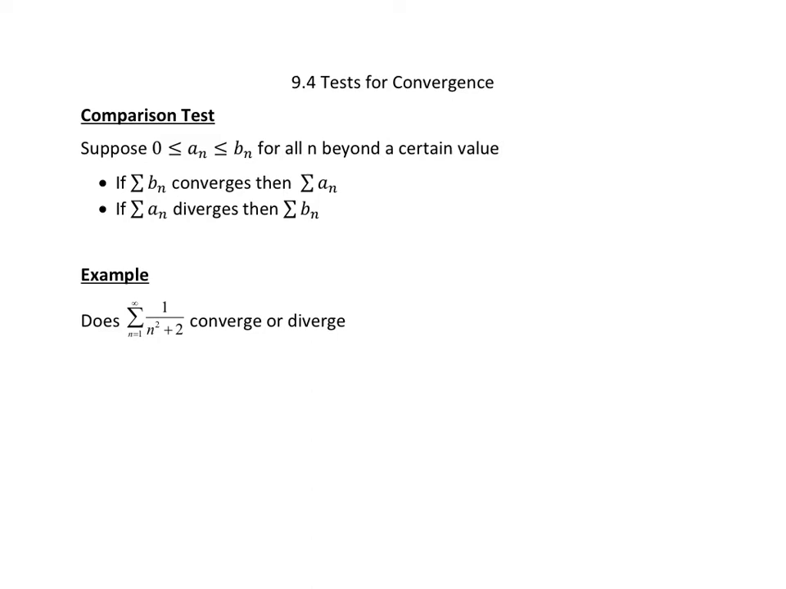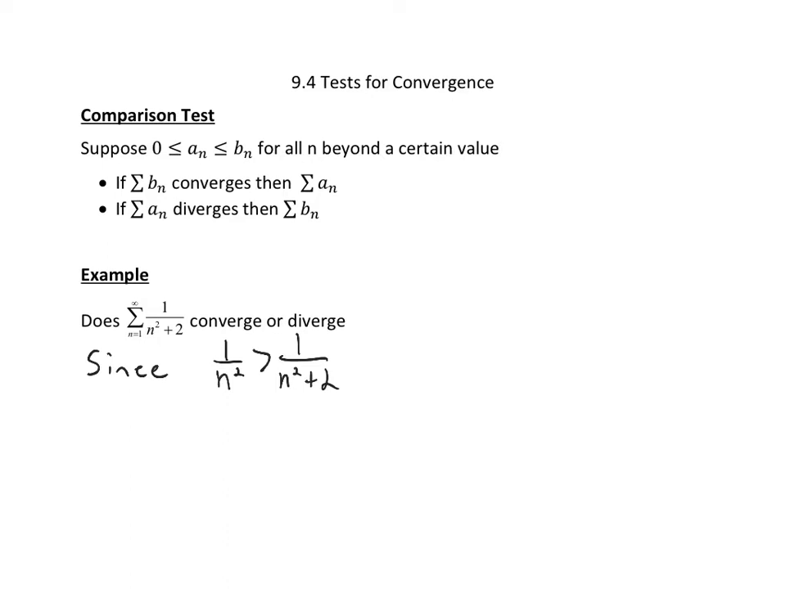So if we want to determine does the sum from 1 to infinity of 1 over n squared plus 2 converge or diverge, we can actually compare that to a p series. So here's what we're going to do. Since 1 over n squared has to be greater than 1 over n squared plus 2. Right? Because if you're adding 2 in the denominator, you're technically going to have a smaller number because you're dividing by a larger number.